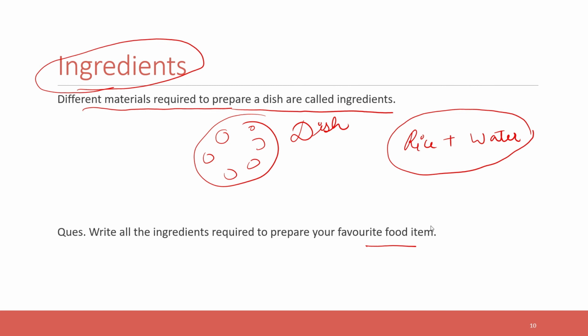So students, we are done for today. Today, we studied food variety and ingredients. Food variety, the different food or the different dishes we have in breakfast, lunch, dinner, is called food variety. And ingredients are the materials or items which are required to prepare a particular dish.